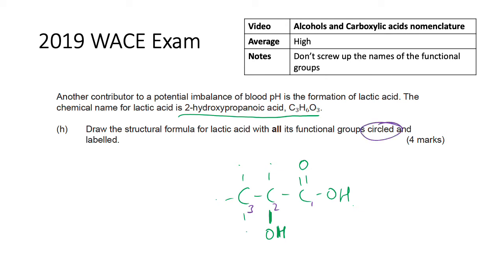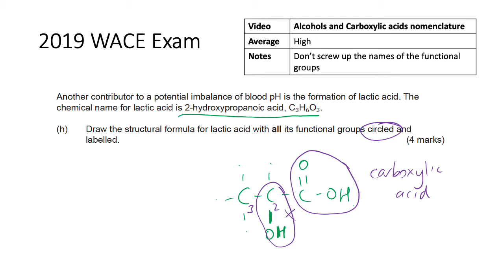All functional groups. So where's the functional group here? It's with the carbon there, and this is the carboxylic acid. So that's what it means by functional groups labeled, not just like, oh, that's the propanoic acid. No. And then the alcohol is just this bit. The carbon is not part of the alcohol. That's wrong. So therefore, it's just the alcohol bit, right? And that's the alcohol. Do you need to say if it's a primary, secondary, or tertiary? No, but it is a secondary alcohol.